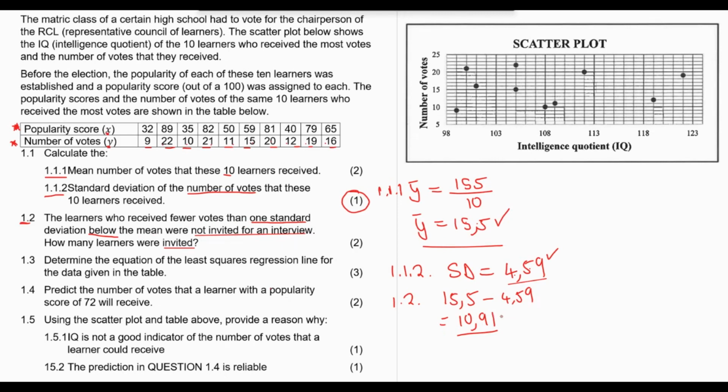So which learners got votes that were below this value? We have this one, which is 9. We have this one, which is 10. So 2 learners were not invited. Now the question is, how many learners were invited then? Therefore, 10 minus 2 is equal to 8 learners. 8 learners were invited.